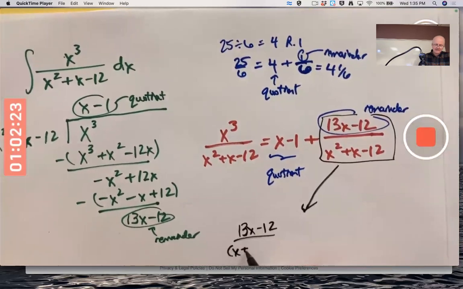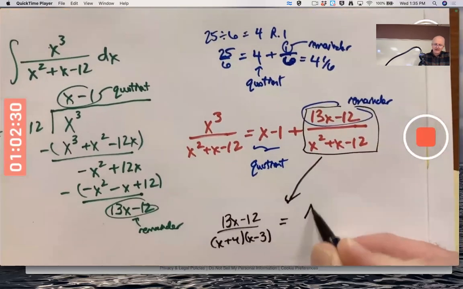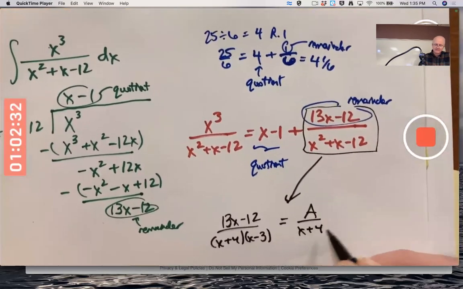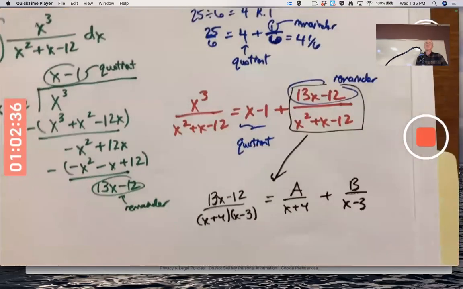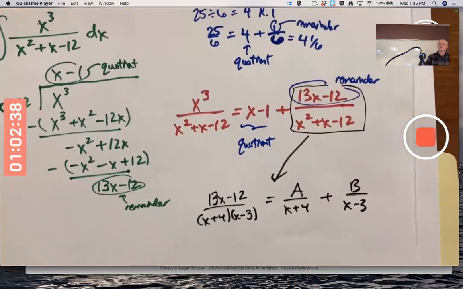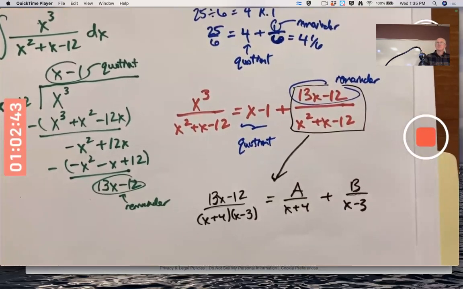I made the bottom the same as the previous example. It can be factored as x plus 4 times x minus 3. And once again, you can get away with constants on the top in both of these fractions, but they're going to be different constants than the last example. This is the partial fraction step now. Going to go a little quicker this time. And I'm going to use the shortcut.